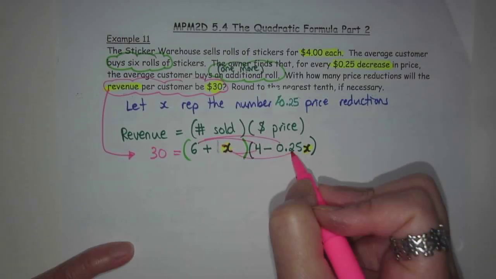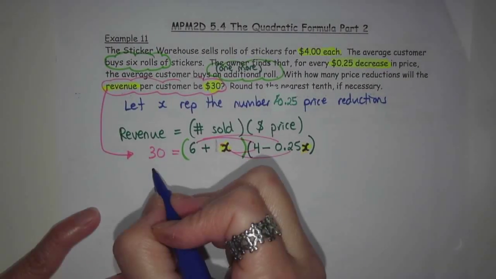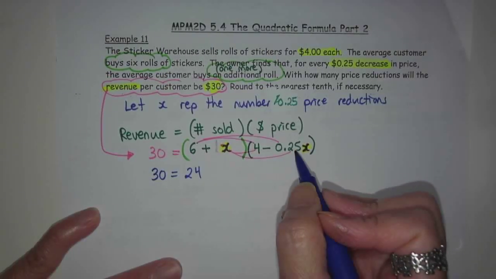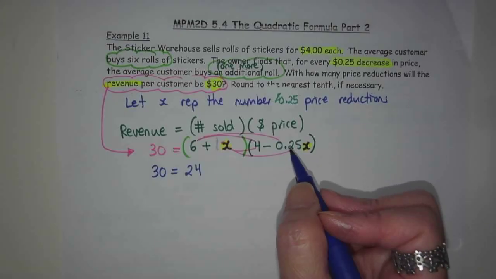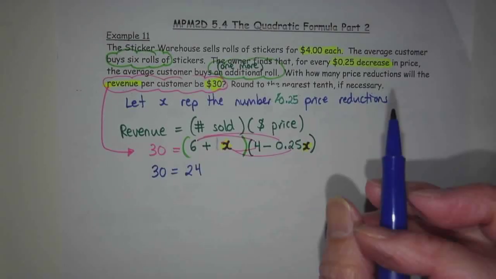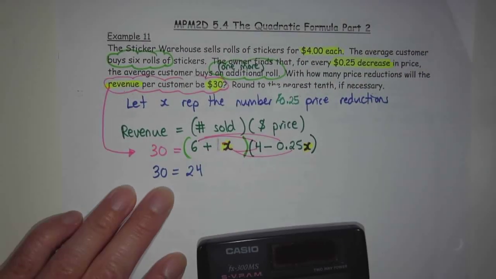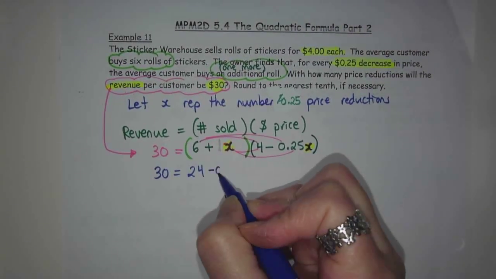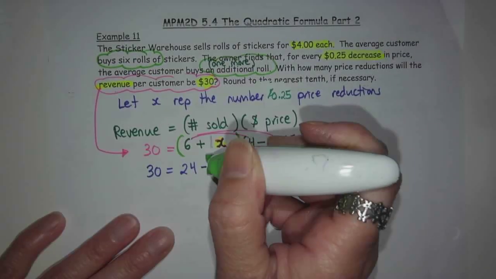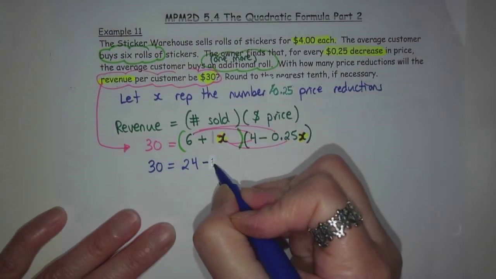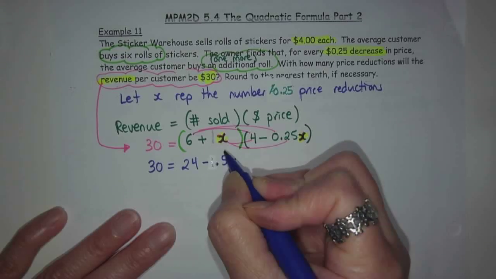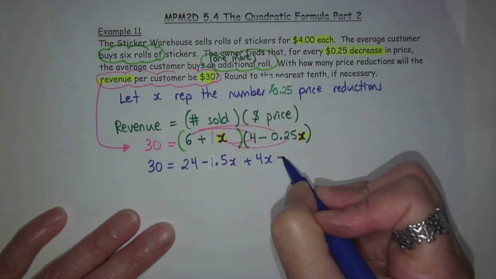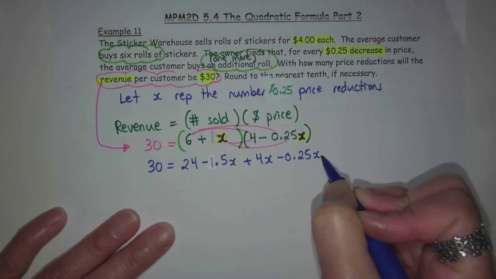So do we want to expand? 1, 2, 3, 4, and collect like terms and solve it. So we're going to get 30. 6 times 4 is 24. 6 times 0.25 is 1.5. So minus 1.5x. 1 times 4 would be 4x, and then 1 times negative 0.25 is negative 0.25x squared.